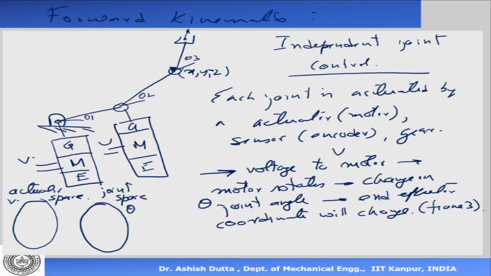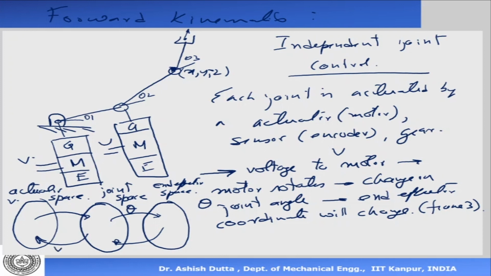which is my theta. Okay, and when in the joint space there is a change in the theta, what happens? The end effector space changes. So the end effector position changes, and that is my end effector space. So we have an actuator space, then the joint space, the joint changes, it goes to the end effector space, and the position of the end effector changes. Okay, so it is forward and backward like that.